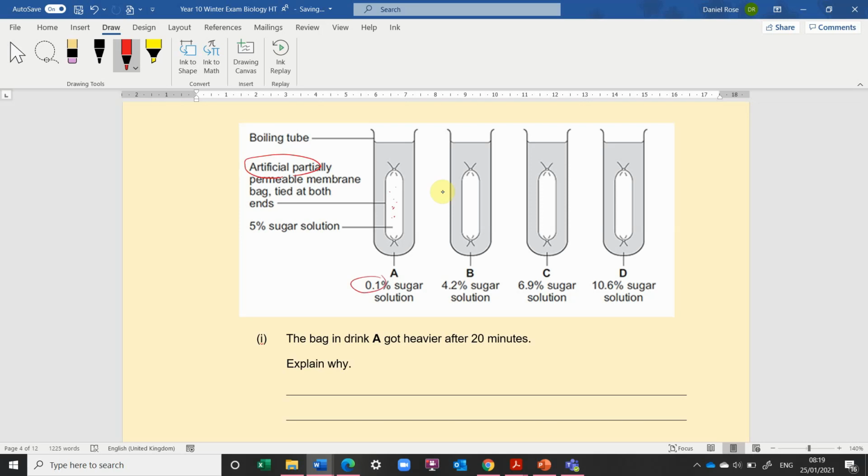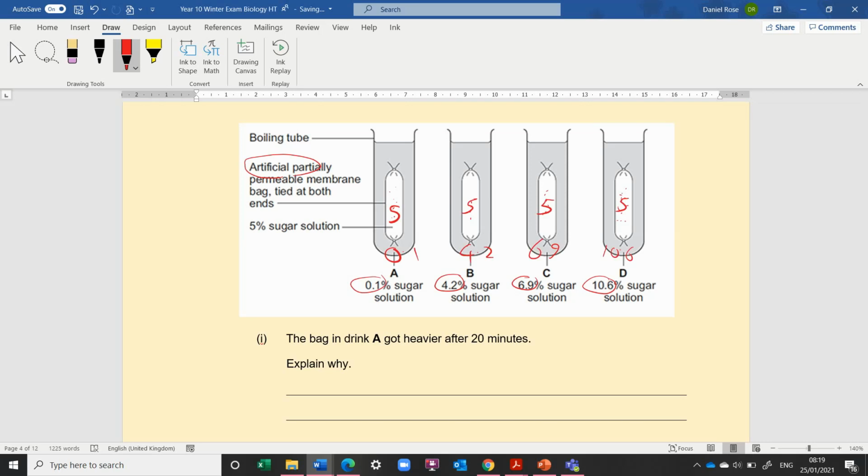And then I've got 0.1%, 4.2, 6.9 and 10.6. So I might put more sugar on this one, some on this one, a bit in this one. It gives me an idea in my own mind. So there's more concentration on the inside, and each of them have got 5% inside. And it says what's on the outside, so that's 10.6, 6.9, 4.2 and 0.1. And that's just going to help me start to think about what's going on.